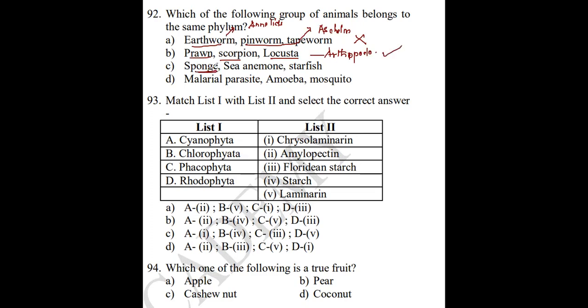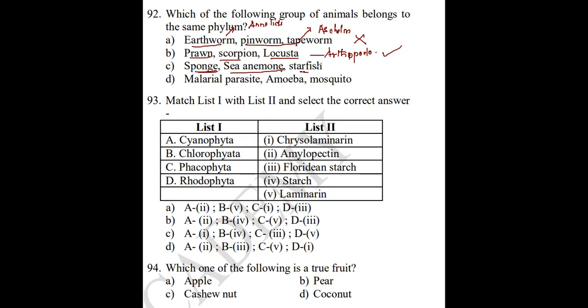Sponges belong to the phylum Porifera. The animals which belong to Porifera are always the pore-bearing animals. Sea anemone belongs to the phylum called Cnidaria or Coelenterata. Cnidaria usually have stinging cells, which are cnidoblasts, so we used to call them Cnidaria. They are otherwise called coelenterates. Now the name is Cnidaria; previously it was called coelenterates because of the gastrovascular system, right?